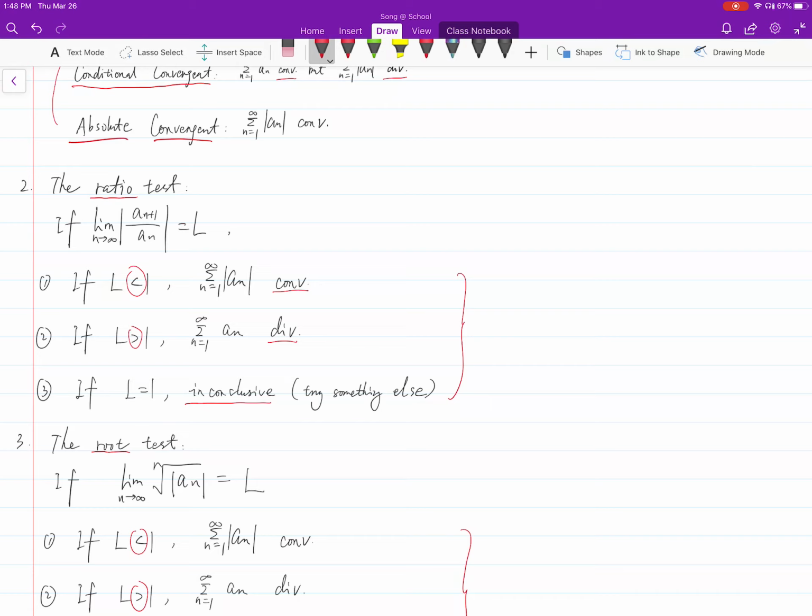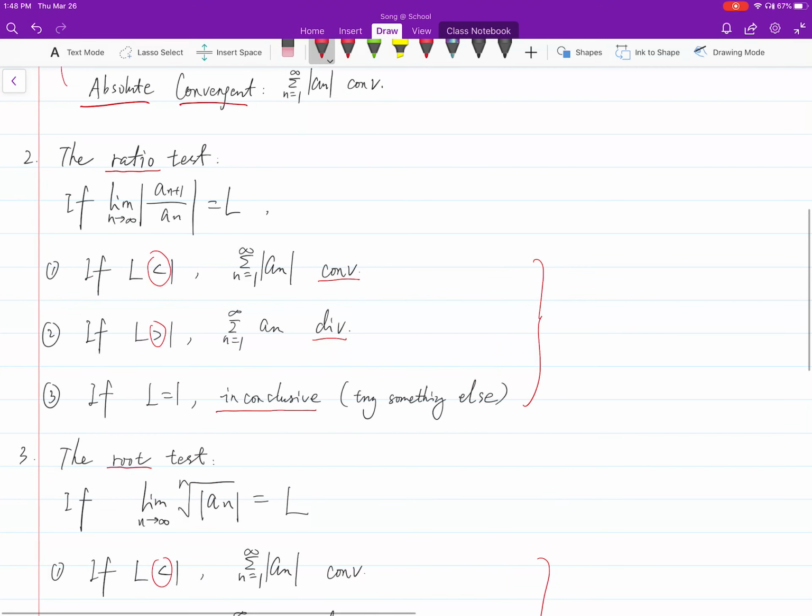Once you have the geometric series ratio L, you just check if it's less than 1 or bigger than 1. Less than 1, convergent; bigger than 1, divergent; and if it is 1, inconclusive. One thing I want to mention is, like in one example we showed, when it's bigger than 1, it's very possible that your L is infinity. In our case, it's fine.